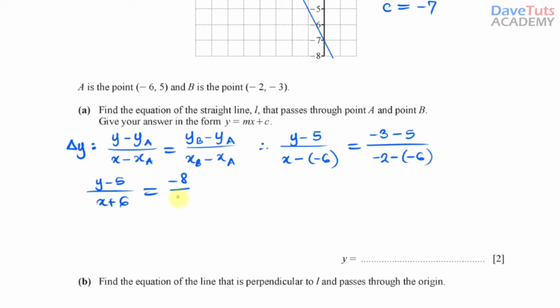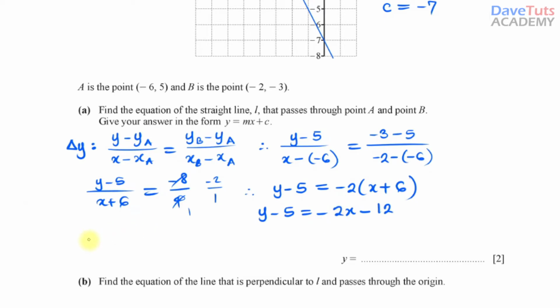So we have minus 8 over 4, which we can cut so that this is minus 2 over 1. And if we cross multiply, it gives us y minus 5 is equal to minus 2 into x plus 6. Opening up this bracket gives us y minus 5 is equal to minus 2x. Minus 2 times 6 will be minus 12.